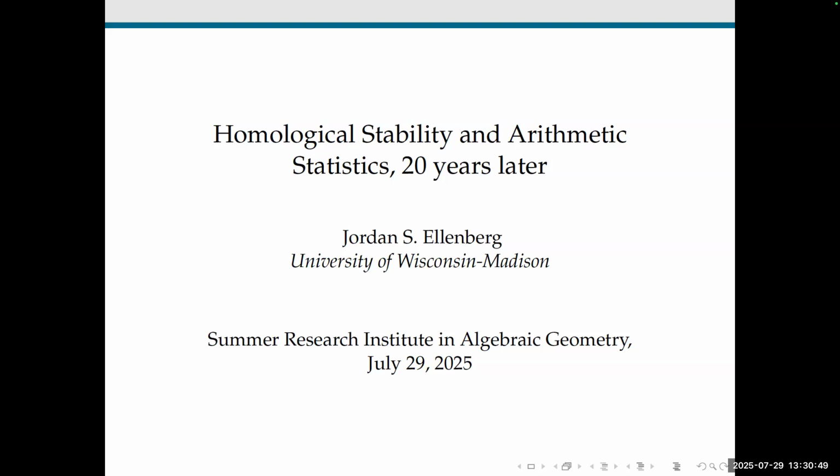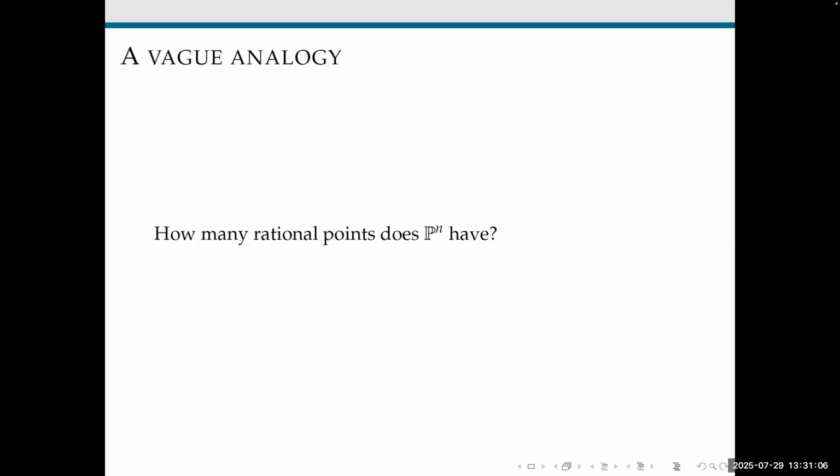So I want to give a progress report on what's been happening in that area, some of my own work, but also a lot of work by a ton of other people, many of whom are here at this conference. So I hope this will spur some discussions if you're interested in some of the results of the many people that I mentioned. So let's start with this question.